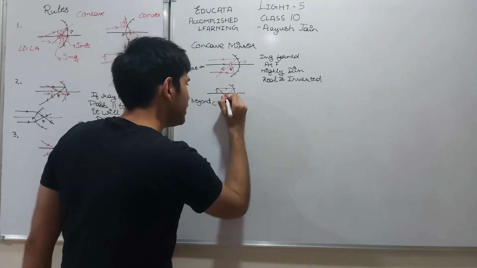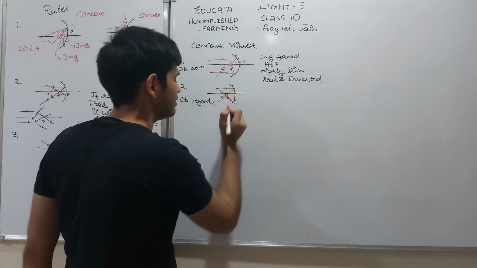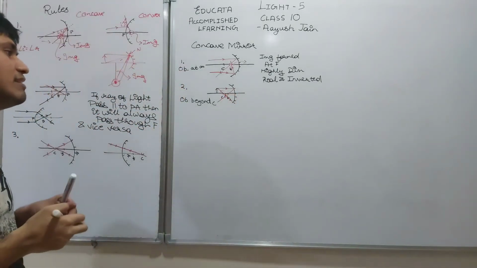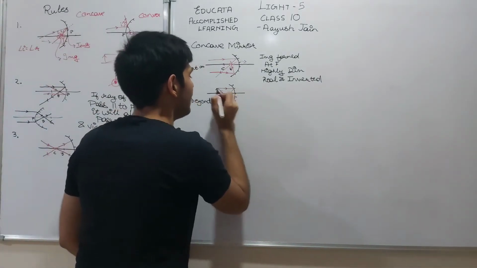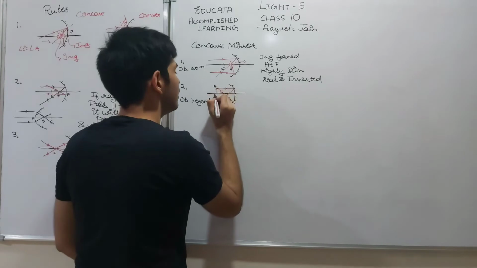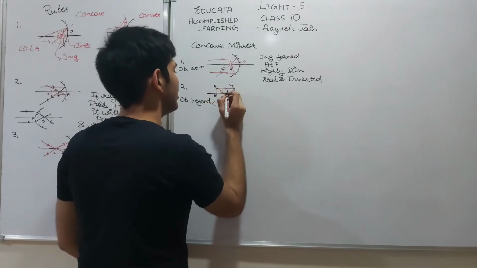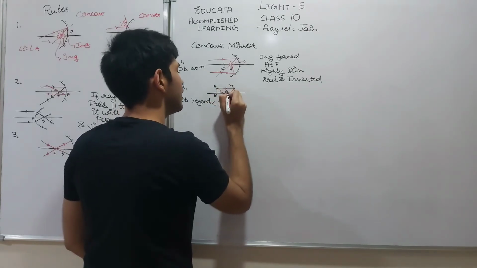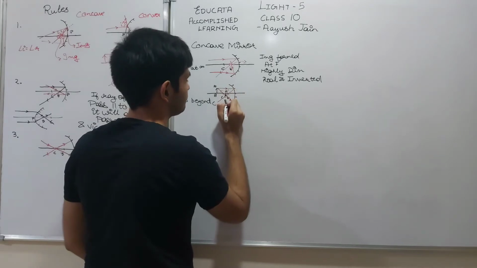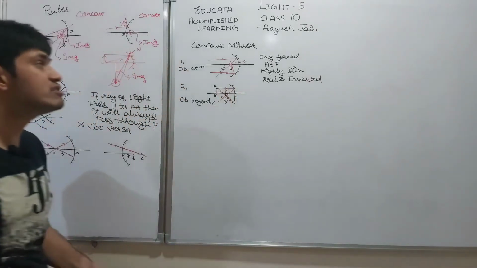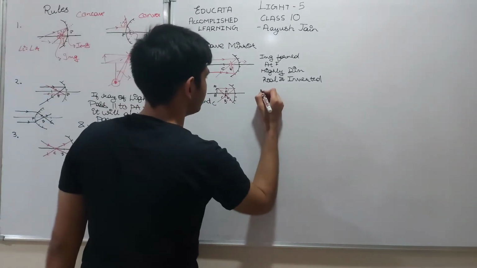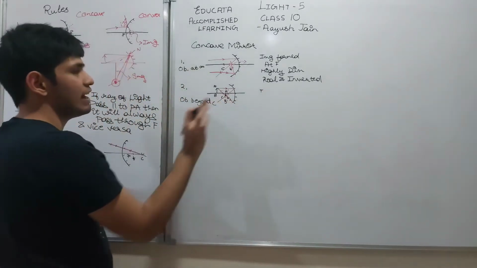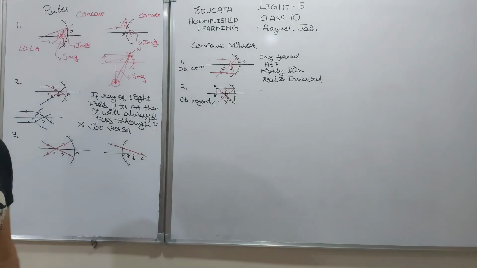Means the image that we are getting is something like this. Is the image that we are getting something like this? Yes, the image is something like this. Let the object be AB. Then the image that we are getting is basically A dash B dash. Okay, this is the image being formed. Where is the image formed? Image is formed between C and F. Okay, means the center of curvature and the principal focus.